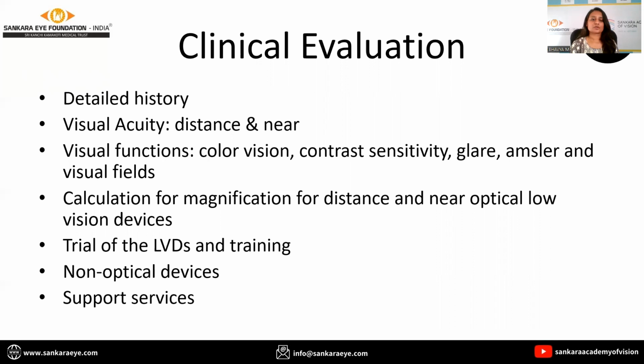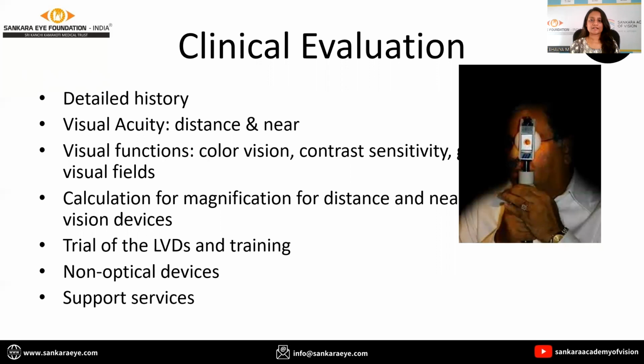Along with the trial of low vision devices, we also give them training on how to use these low vision devices. Along with the optical devices, we also suggest certain non-optical devices for the patients. If the patient requires support services, then that will be given by the rehabilitation expert. This is the glare testing that we do, which is very important among albinism patients because their major complaint would be severe glare and photophobia.